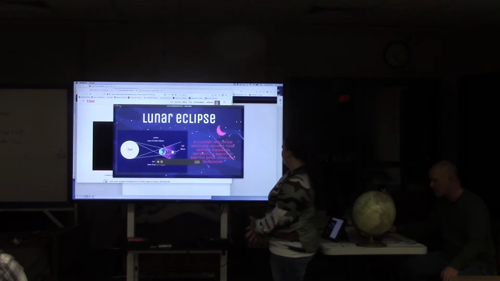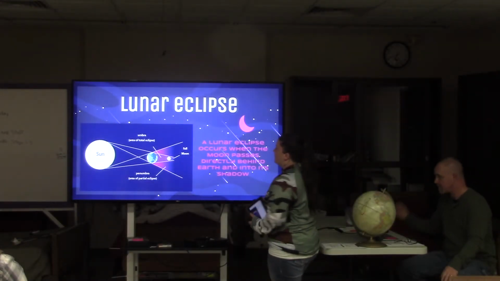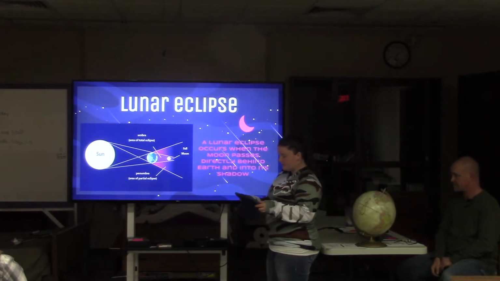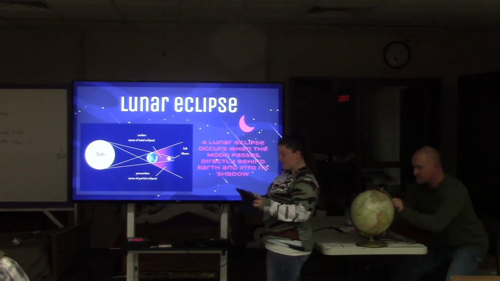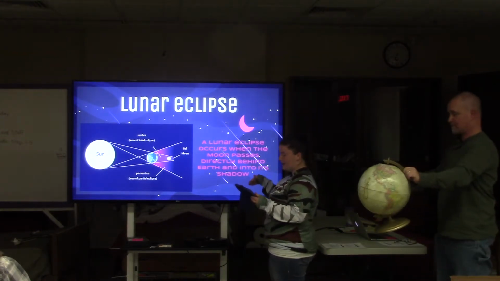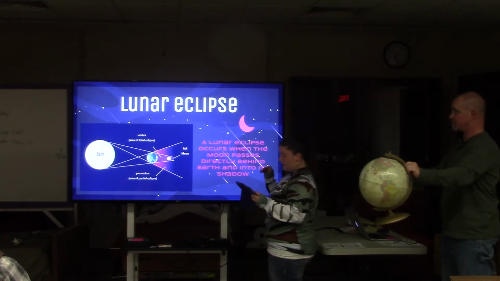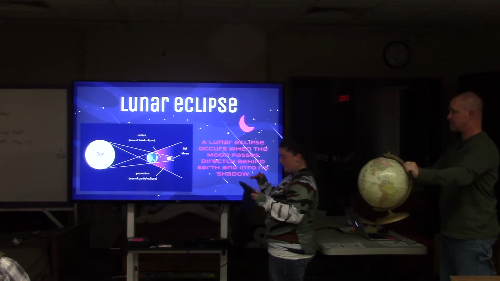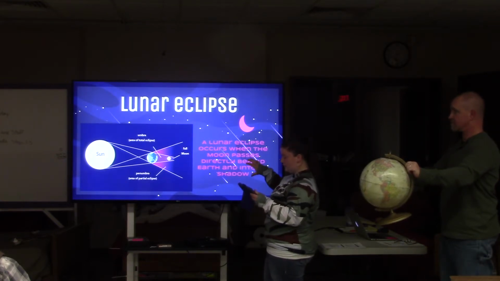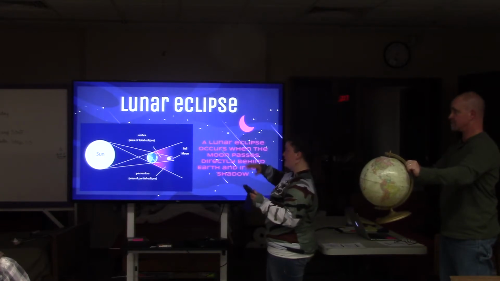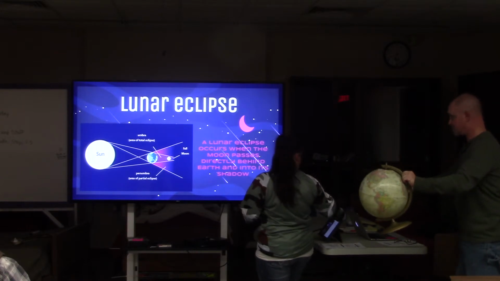Yep. Okay. So a lunar eclipse occurs when the moon passes directly behind Earth and into Earth's shadow. This can occur only when the sun, Earth, and moon are exactly aligned. With Earth in between the two, a lunar eclipse can only occur on a night that is a full moon.